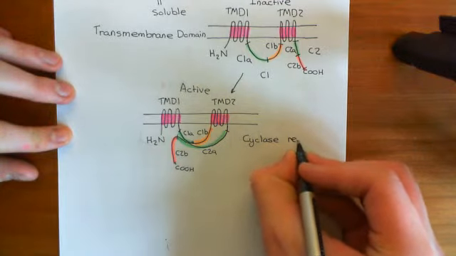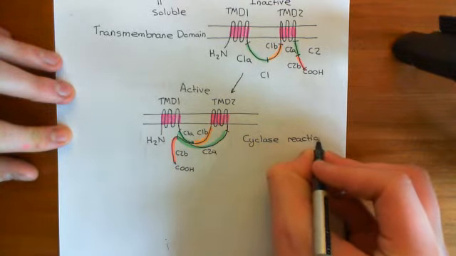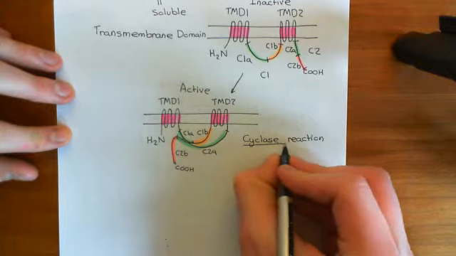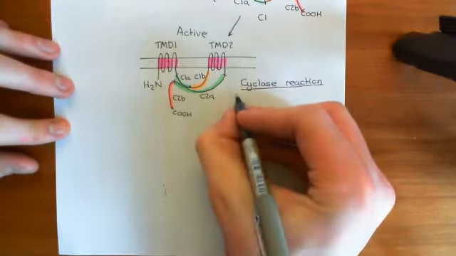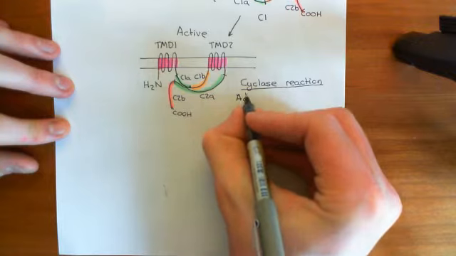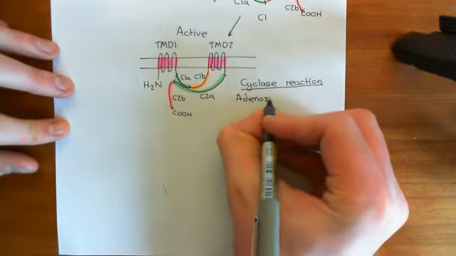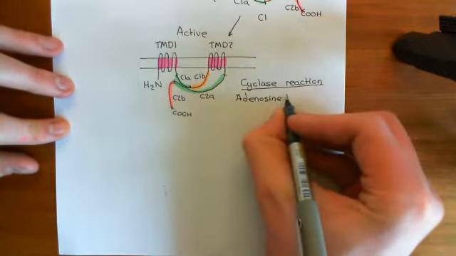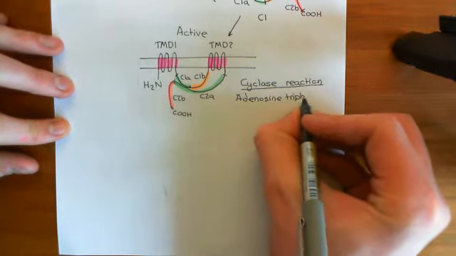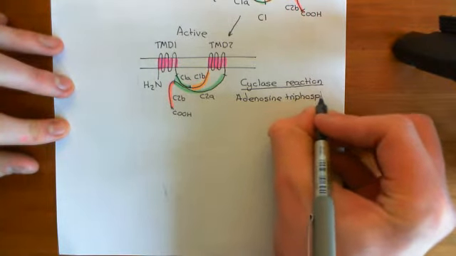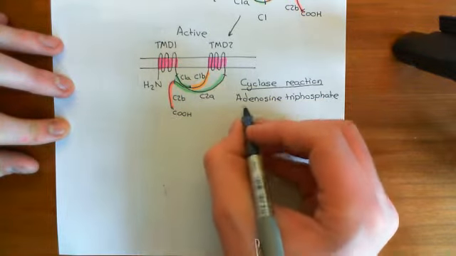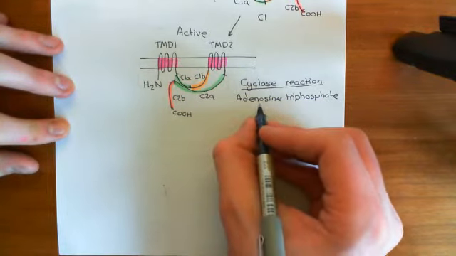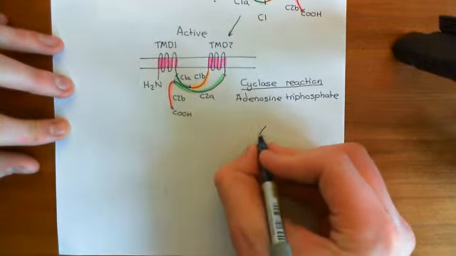The cyclase reaction involves taking adenosine triphosphate, ATP, and converting it into cyclic AMP and pyrophosphate. So let's discuss this. ATP stands for adenosine triphosphate, so let's draw a little cartoon of adenosine triphosphate. To do this, we need to know what adenosine is. Adenosine is the name for adenine bound to a ribose sugar.